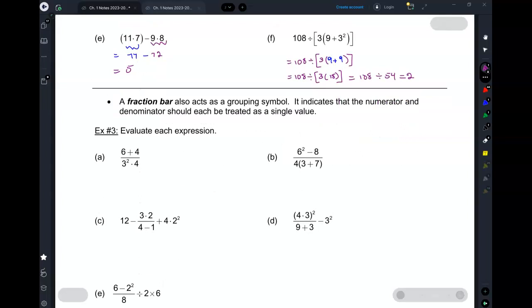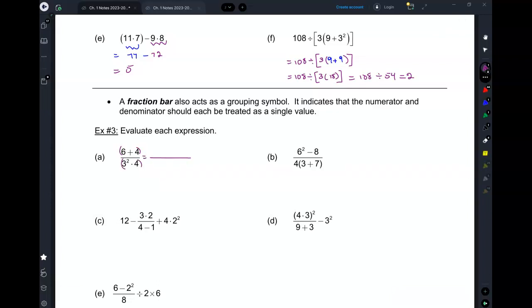So a fraction bar is also a grouping symbol. Okay? It's like the numerator and the denominator are items in parentheses. It's like when you have 6 plus 4 divided by this, it's like if you had 6 plus 4 in parentheses divided by, in parentheses, 3 squared times 4, right? So it's like each of these are in parentheses, so you got to do them separately.